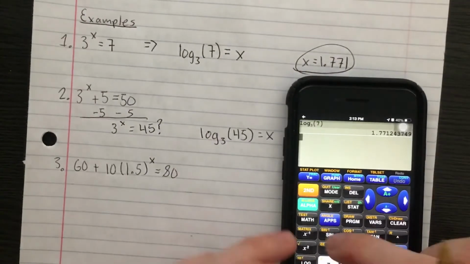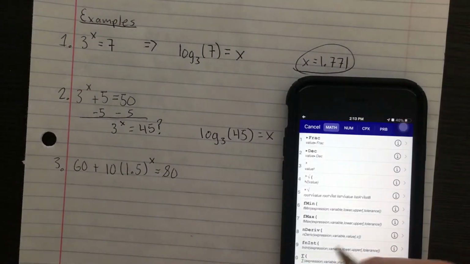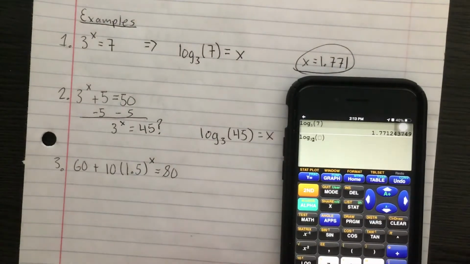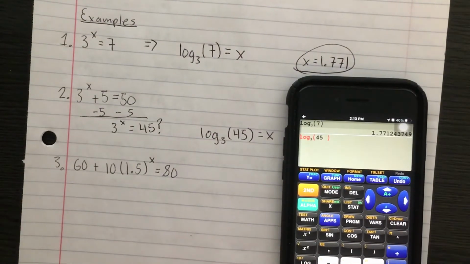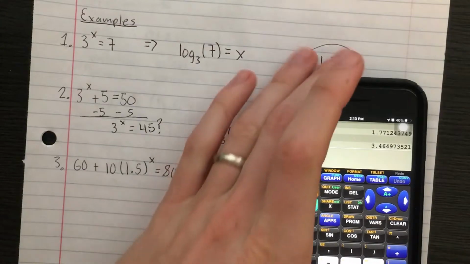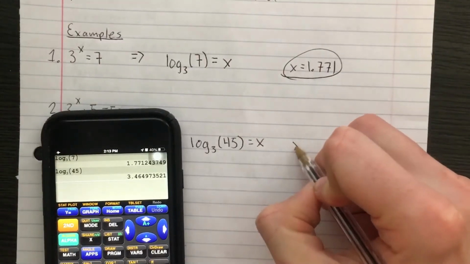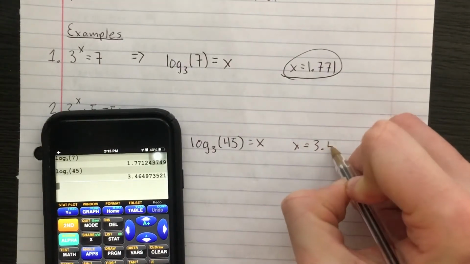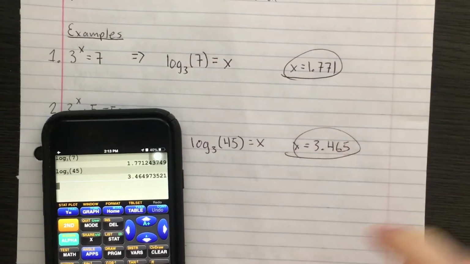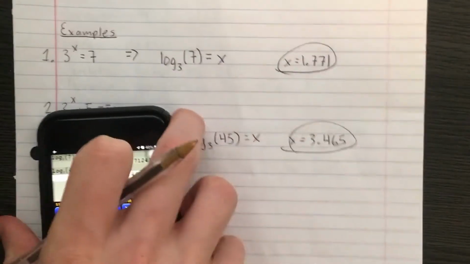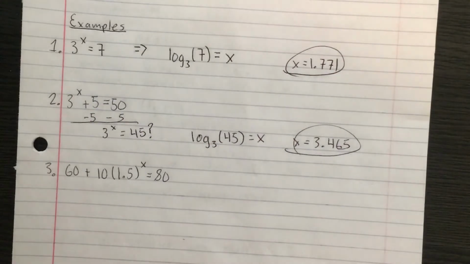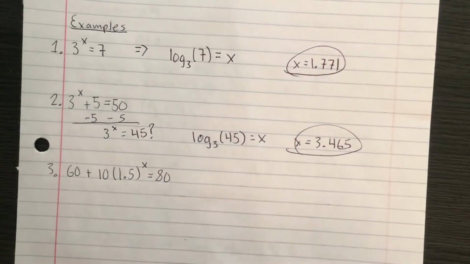And again, we're going to come in here. I'm going to go to math. I'm going to go to log base 3 of 45. And that's going to be x equals 3.465. So let's look at one more of this type of problem.